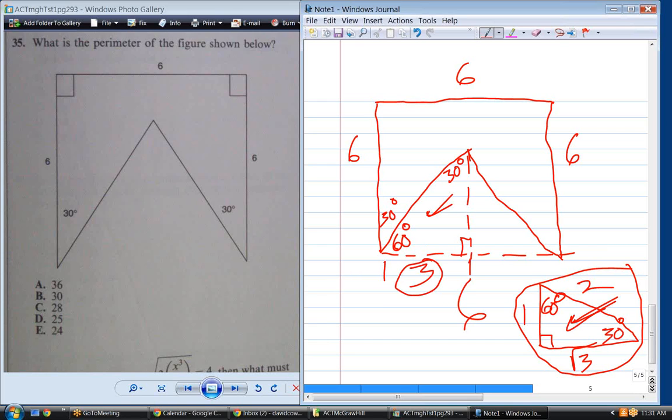3 to 1. Means every side of that triangle has to be 3 times bigger than that triangle. What does that make the hypotenuse? Times. What's the hypotenuse in this small triangle? 2. Every side of this bigger triangle has to be 3 times bigger. What's the hypotenuse in this bigger triangle?